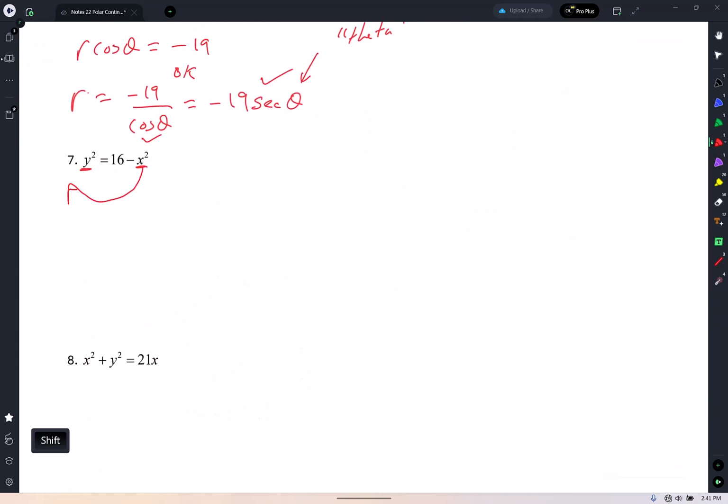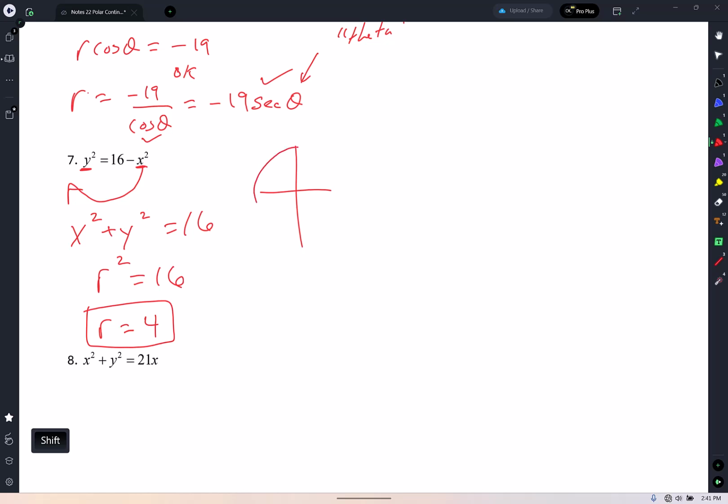So check if you can do that. Move that to the left, and then look, x squared plus y squared equals 16. They're being nice to us. So now I can just replace the x squared plus y squared with r squared. So r squared equals 16. But I don't want r squared, I just want r, so take the square root. R equals 4. If you were to type this in the graphing calculator, you would get a circle centered at the origin with a radius of 4.